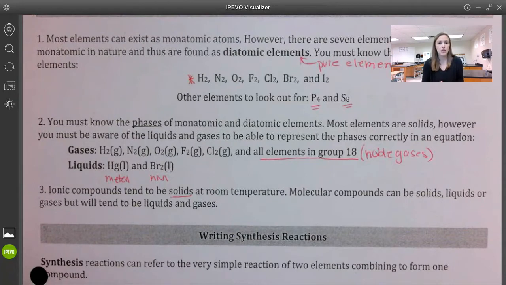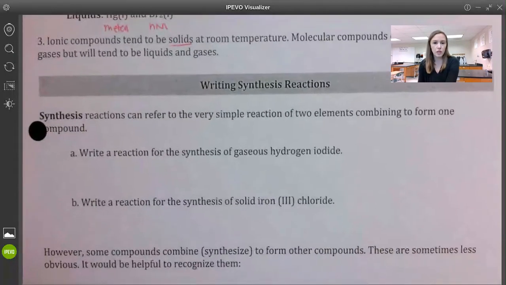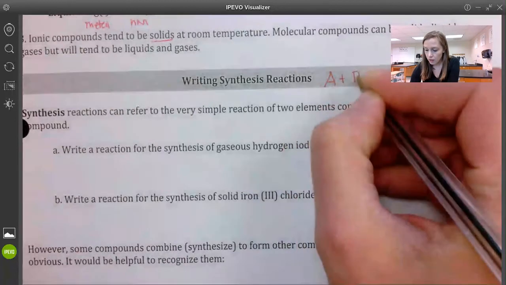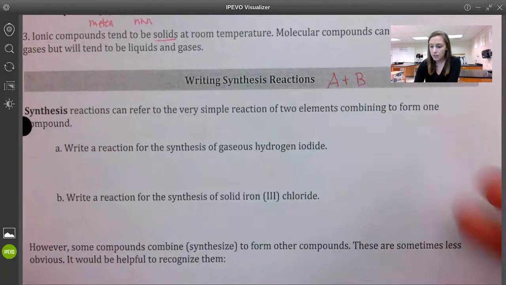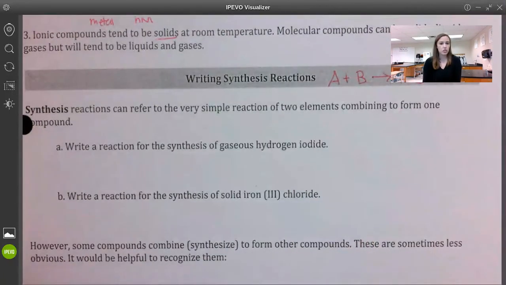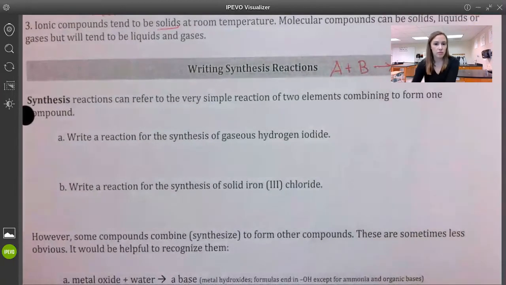Today we're going to focus on just synthesis and decomposition reactions. With synthesis reactions, you should know this is going to be when you have 2 or more pieces that are going to come together and synthesize one compound. That's just a general formula. So let's work on how we are actually going to write these out based on what we know.